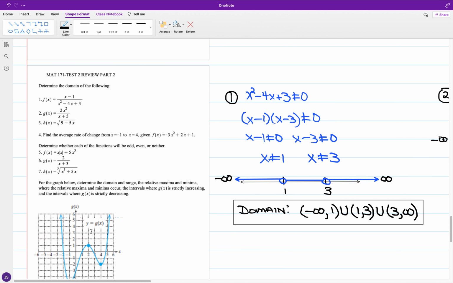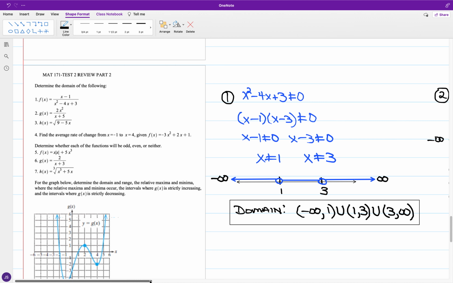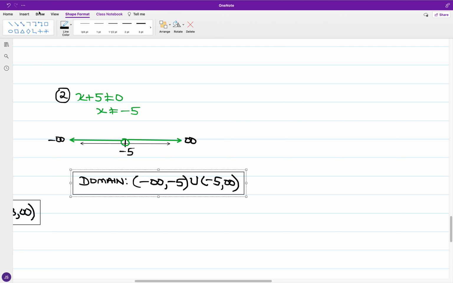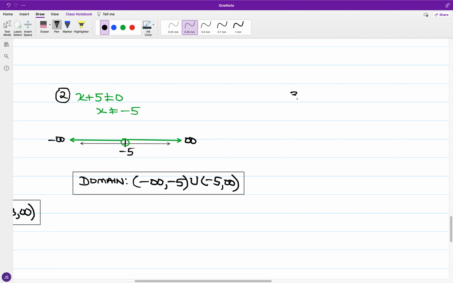Now, for the third item, we have h of x is equal to the square root of 9 minus 5x. I have an even root radical. Since we have an even root radical, this signifies that 9 minus 5x cannot be negative.